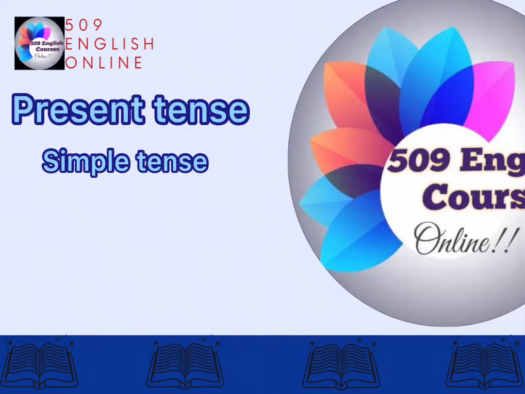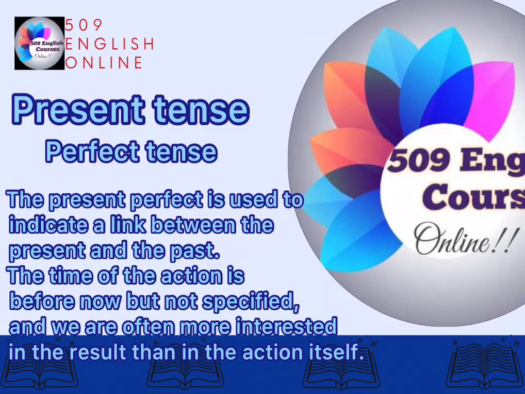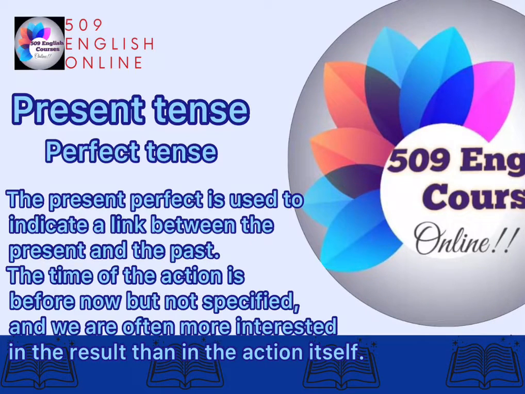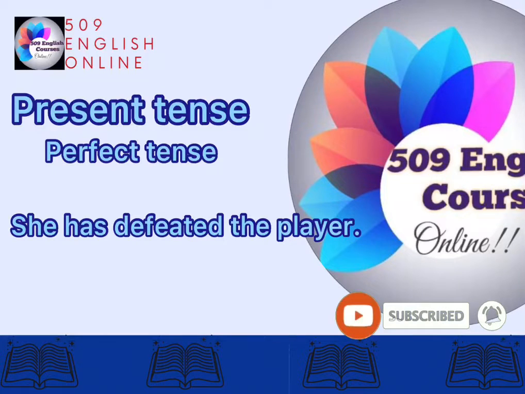Okay, let's move on to the next tense, present perfect tense. The present perfect tense. What is the present perfect tense? Okay. The present perfect tense is used to indicate a link between the present and the past. The time of the action is before now, but not specified, and we are often more interested in the result than in the action itself. If you didn't understand the definition, let me clarify what the present perfect tense means with an example. She has defeated the player.